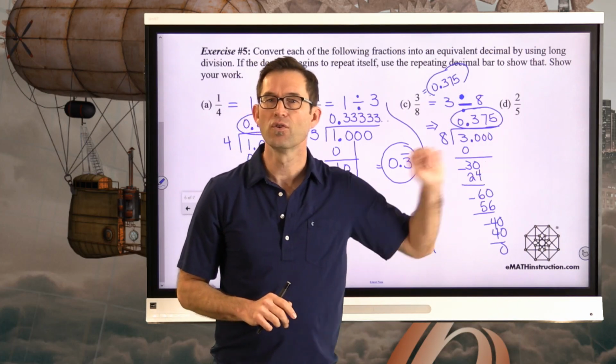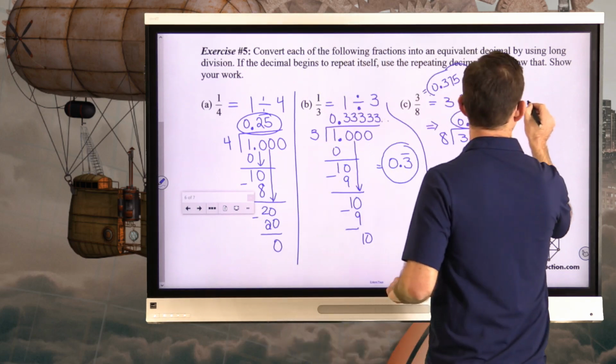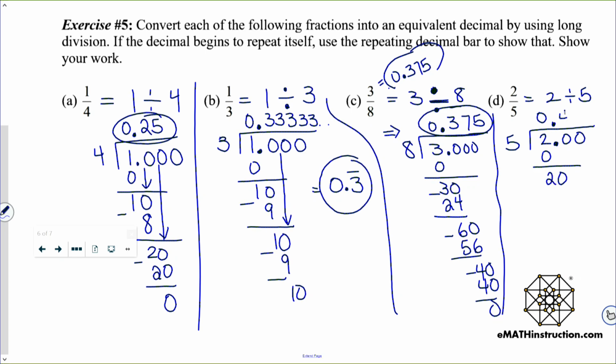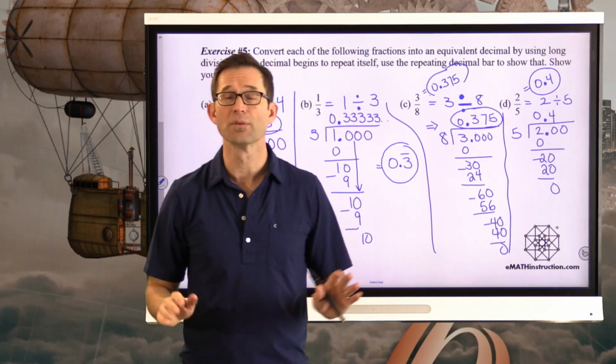Let's do the last one, 2/5, right? Just like before, 2/5 is going to be 2 divided by 5. All right, so we'll have 5 going into 2.0. And watch how fast this terminates, right? 5 goes into 2 0 times. So 2 minus 0 is 2. And then 5 goes into 20 4 times. Subtract, and 0. That's it. So 2/5 is the same as 0.4. 2/5 is the same as 0.4.